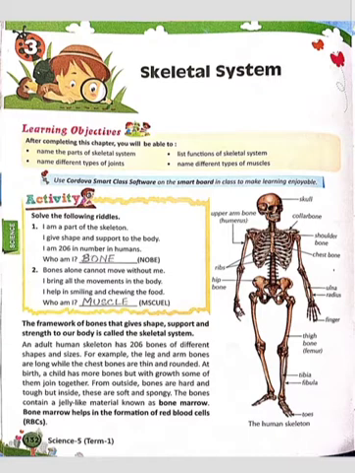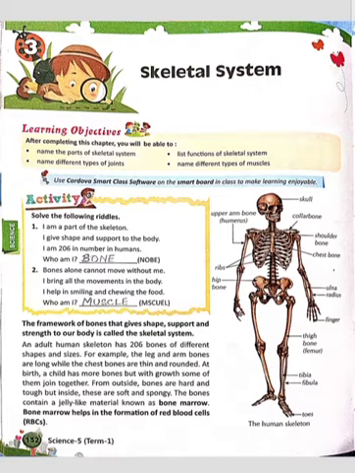All the bones contain a soft jelly-like material known as the bone marrow. Bone marrow helps in the formation of RBCs, or red blood cells. In higher classes you will call it red blood corpuscles. So you can call it red blood cells.